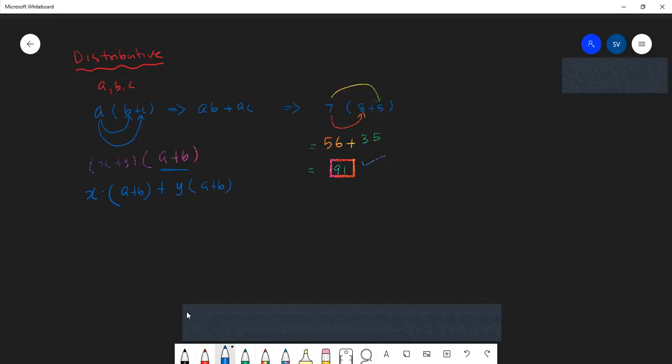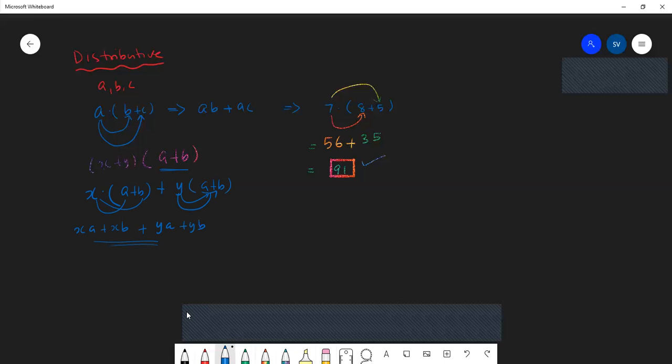Okay, so now you can operate this bracket: x times a and x times b. So xa plus xb plus y times a, that is ya, and y times b, that is yb. See, this is the answer.